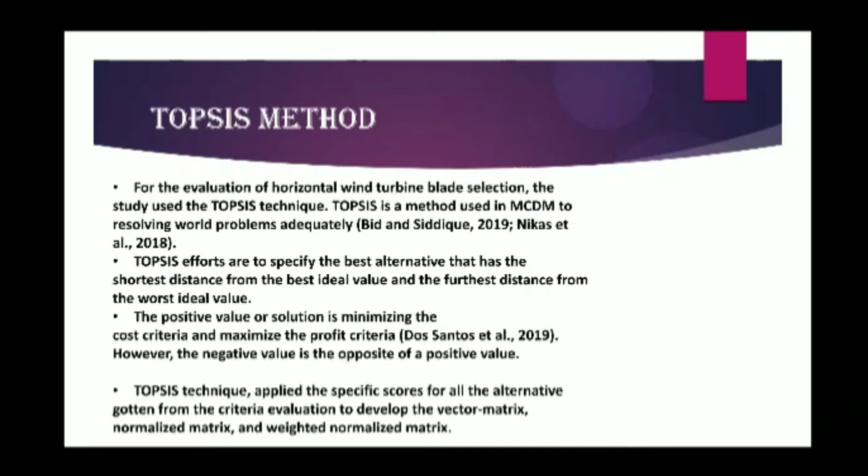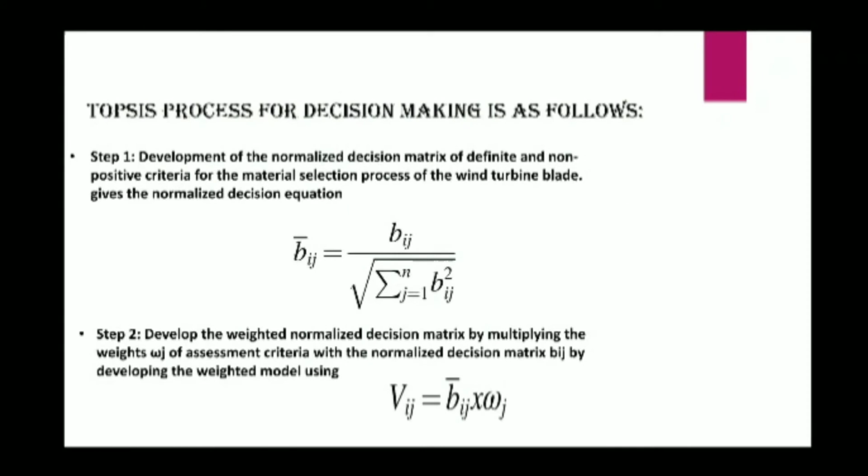TOPSIS is a method used in MCDM to resolve the problem adequately. TOPSIS aims to specify the best alternative that has the shortest distance from the best ideal value and the farthest distance from the worst ideal value. The positive solution minimizes the cost criteria and maximizes the profit criteria. The TOPSIS technique applied the specific scores for all the alternatives gotten from the criteria evaluation to develop the vector matrix, normalized matrix, and weighted normalized matrix. The TOPSIS process for decision making is as follows.